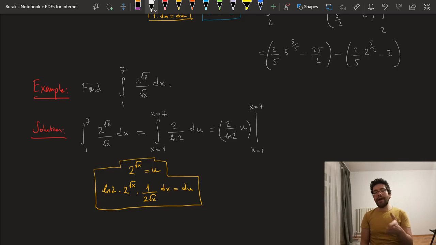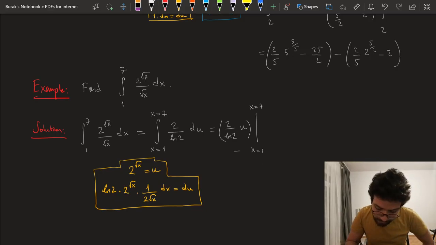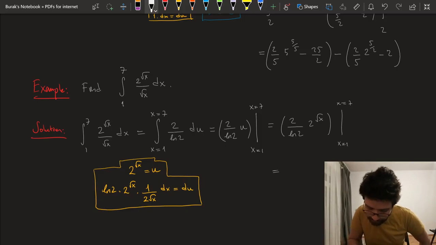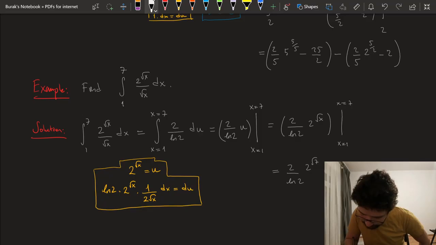But here's the thing. How am I going to do this? This is a function of u, but my evaluation symbol has x variables in it. So what am I going to do? I am going to first write everything in terms of x. So instead of u, I'm going to write 2 to the power root x, and then everything works out nicely. I need to evaluate this function of x at these two points, and then I need to subtract these. And that's it.